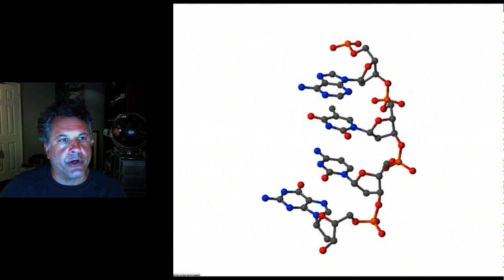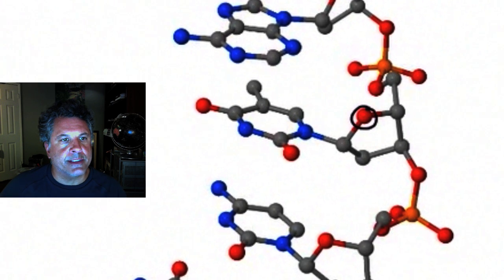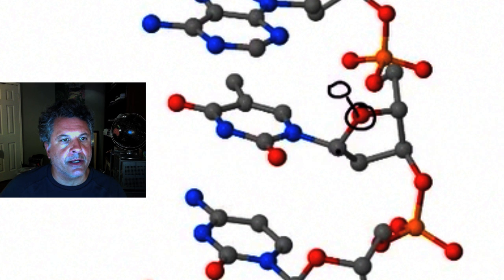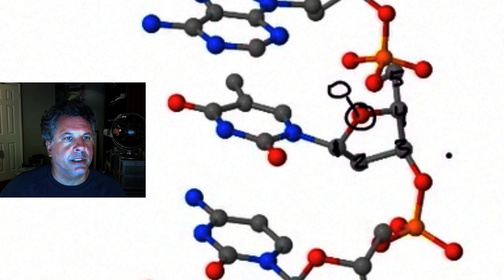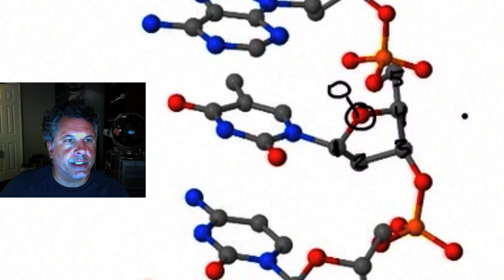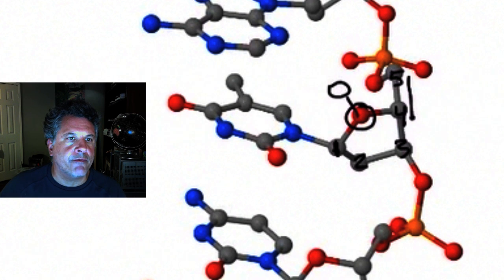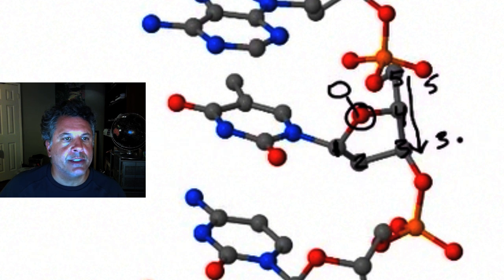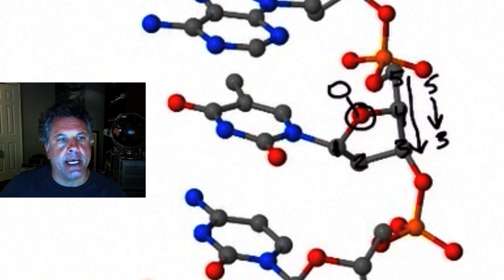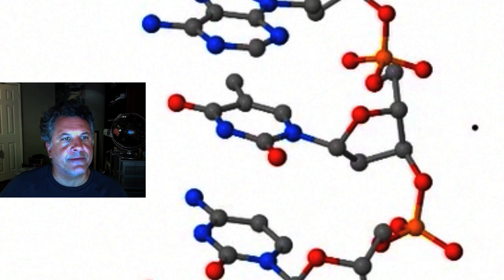So considering the ribose sugar, there's an oxygen at the apex of the ribose sugar. There is the first carbon of the sugar ring, second, third, fourth, and fifth carbon. And now let's indicate that there is a polarity to the strand because the linkages go from the 5' carbon to the 3' carbon and then on down the molecule. So there is a polarity to the chain dictated by the polarity of the sugars and the phosphates.